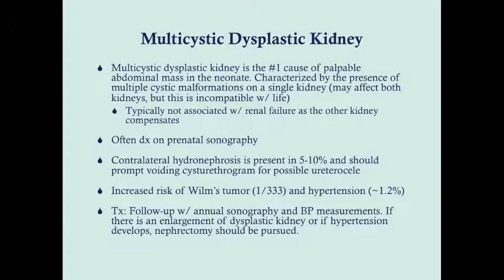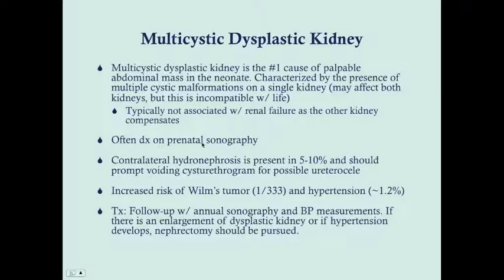In multicystic dysplastic kidney, you have cysts on one kidney, and that kidney also doesn't function. Whereas with the polycystic kidney disorders, the kidney usually functions to a certain extent. Typically, this is not associated with renal failure because the other kidney is going to compensate. Typically, with multicystic kidney, you've got one kidney that is working and the other kidney is affected.